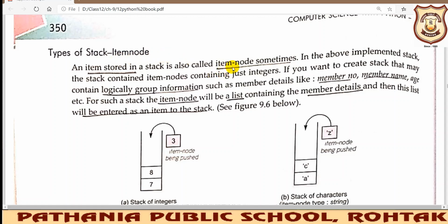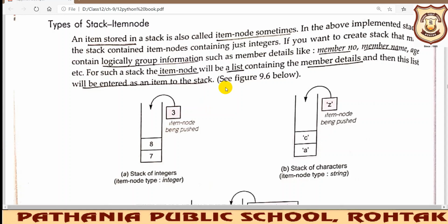So what is item node? Whatever items we are storing inside the stack are known as item nodes, or we can say the stack elements. Yesterday I was using this term in the video. These are your stack elements, so they are also known as item nodes. Actually this is your item and we are representing each item as a node inside the computer, so we are calling it an item node.